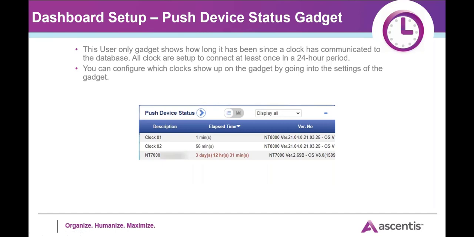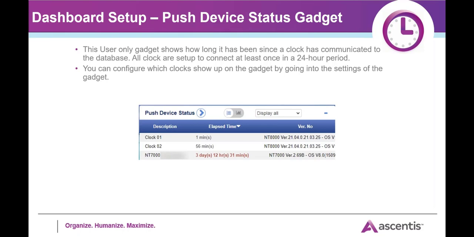The push device status is a user-only gadget, and it's talking about your time clocks, basically, or any kind of configuration going between two different systems. So in this case here, I have 3 clocks available to me, clock 1, clock 2, and an NT7000, older clock. So this can tell us the version number and the operating system. Most importantly, it's going to tell us that elapsed time.